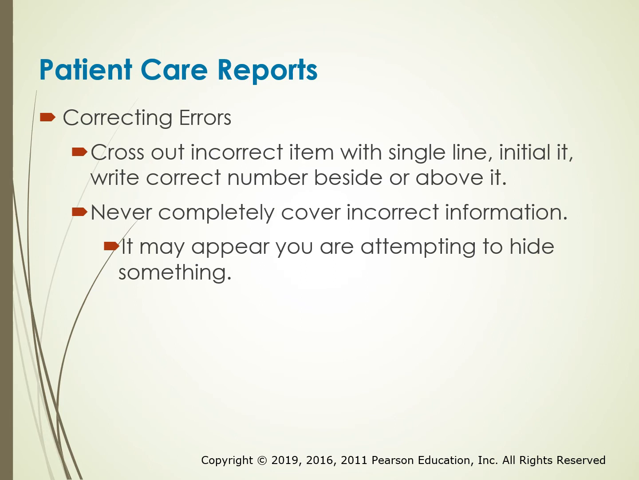Correcting errors. So nowadays when we're typing a report and we make an error, we can just hit backspace and erase it and just type the correct thing. But if we're doing paper reports, this is very important. We just want to do a single line through the word, initial it, and then write the correct word or number above it. Never completely cover incorrect information, whether that be by scribbling it out or using whiteout, because an attorney is going to think you're trying to hide something.